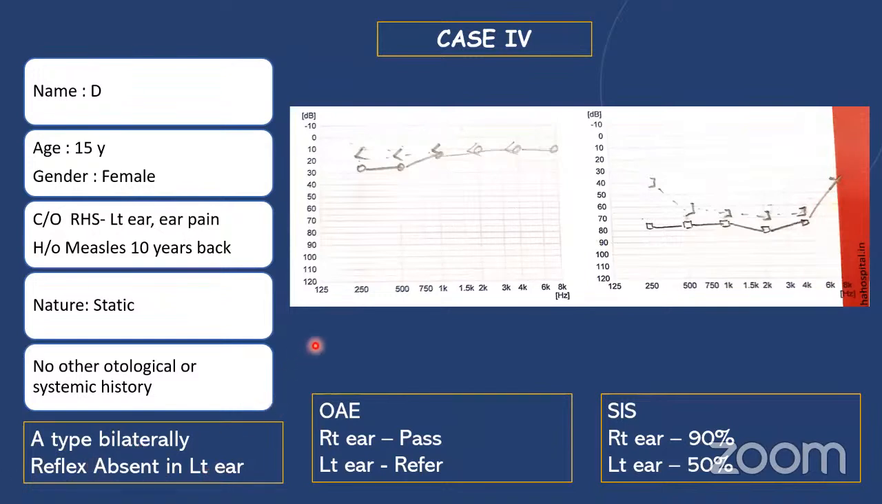Emittance was done and a bilateral A-type tympanogram was found. Reflexes were present in the right ear but absent in the left ear. OAE was done. The right ear came as pass and the left ear came as refer. That is obvious from the audiogram. And the speech scores in the right ear were good, 90%, and in the left ear, it was 50%.